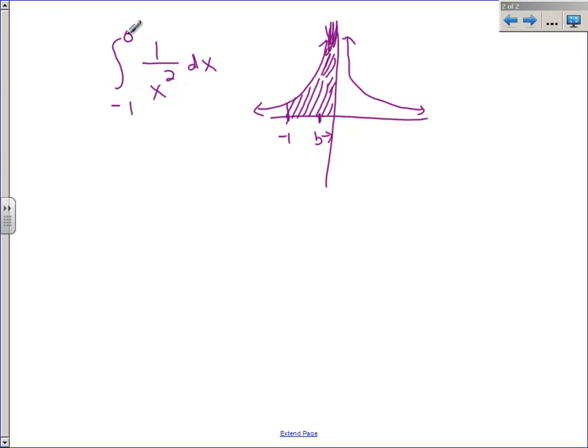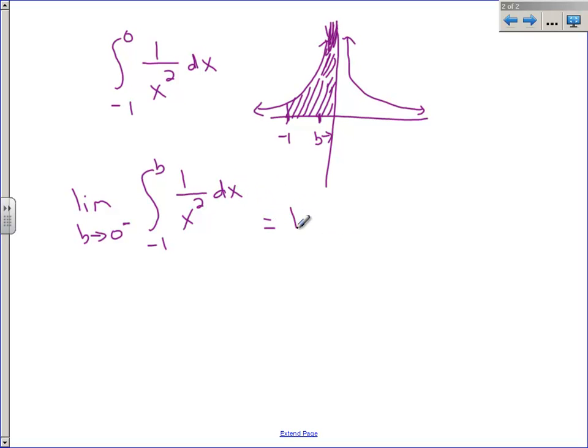When you integrate, you can't have a discontinuity in the interior anywhere or at the endpoints. So what we're going to do is let the limit as b approaches 0, but b is going to be approaching 0 from the left-hand side, so we're going to put a little negative sign there. Integral from -1 to b of 1 over x squared.